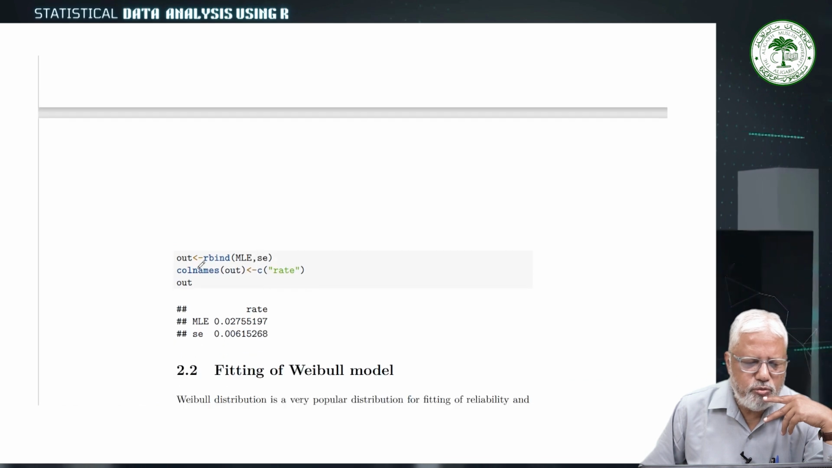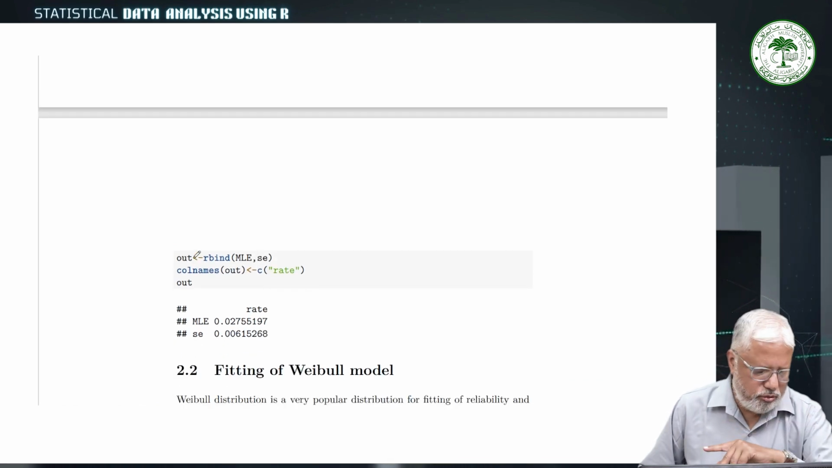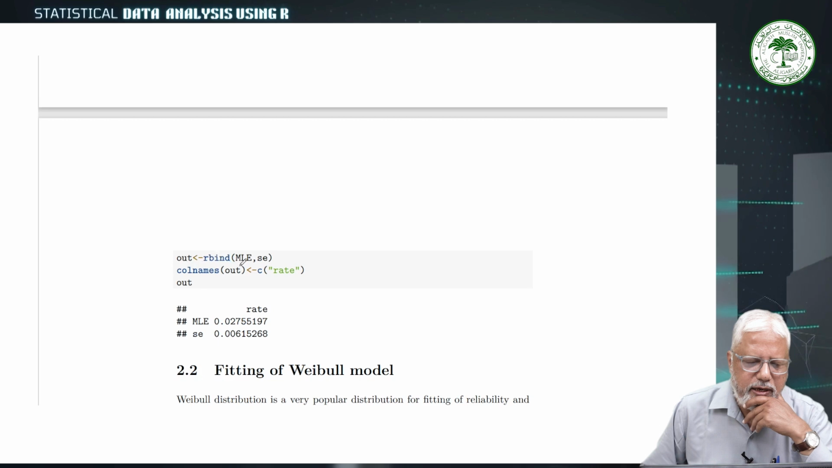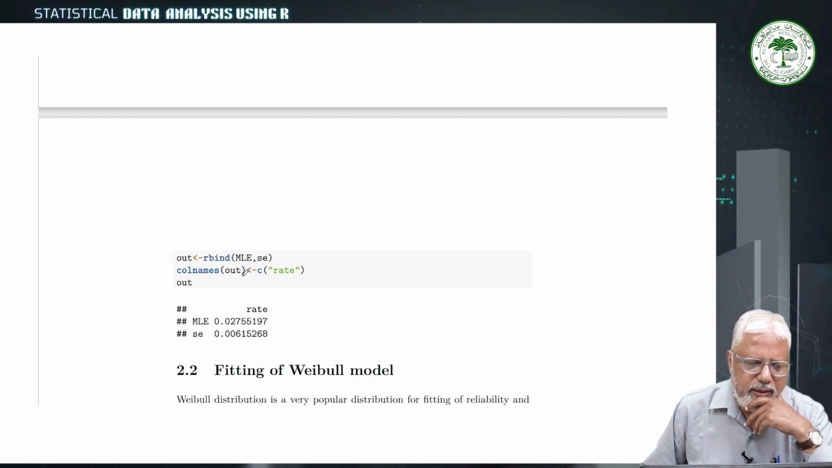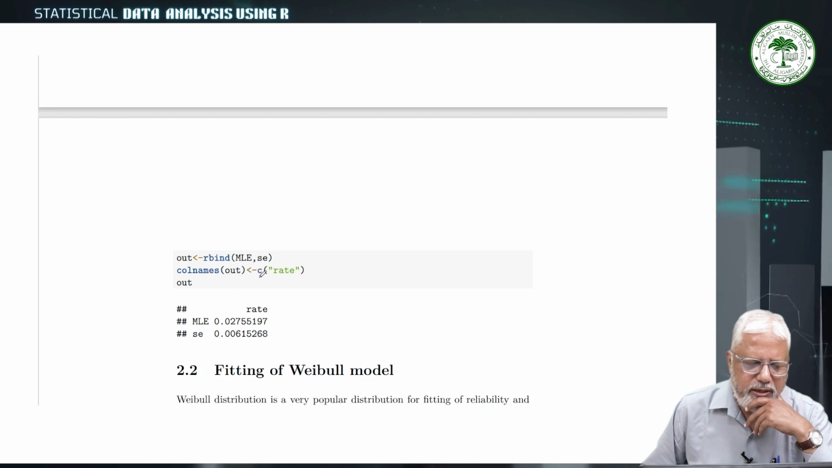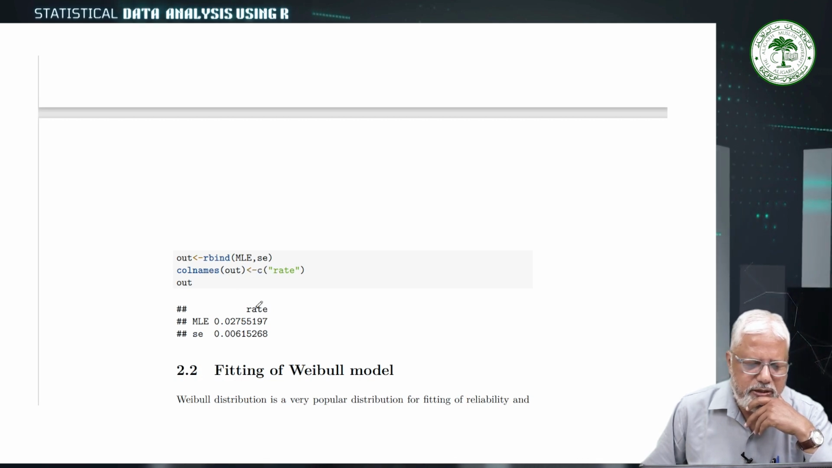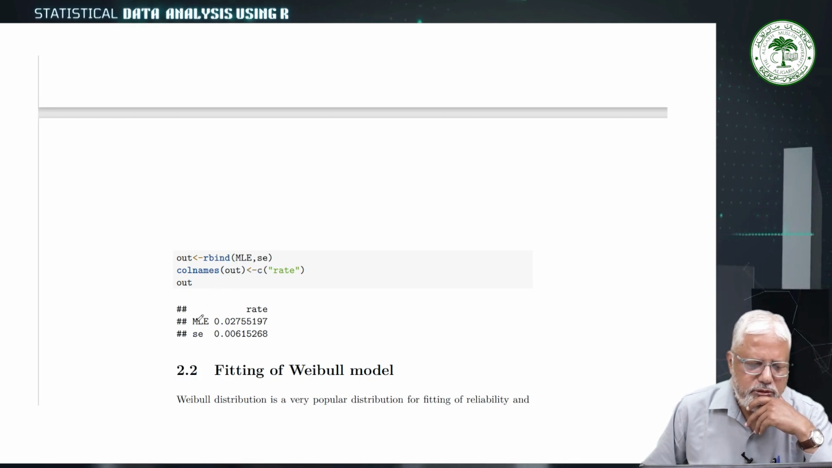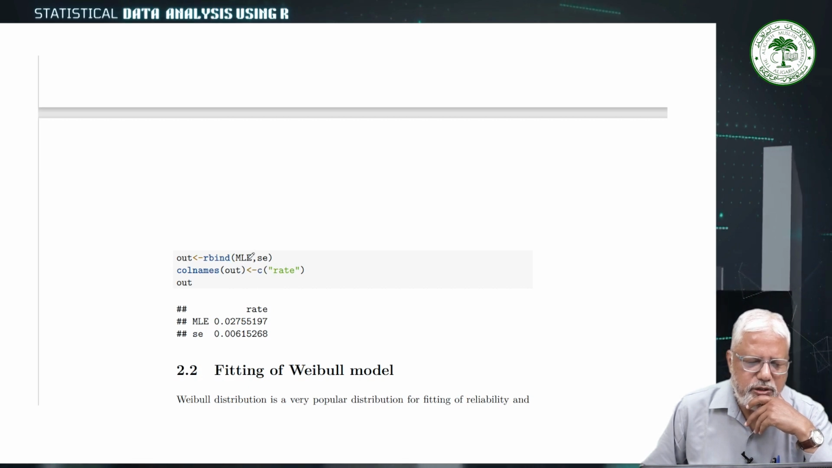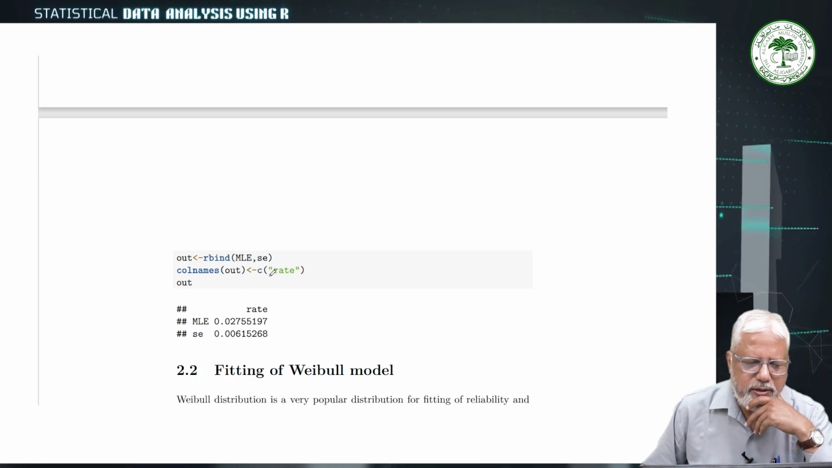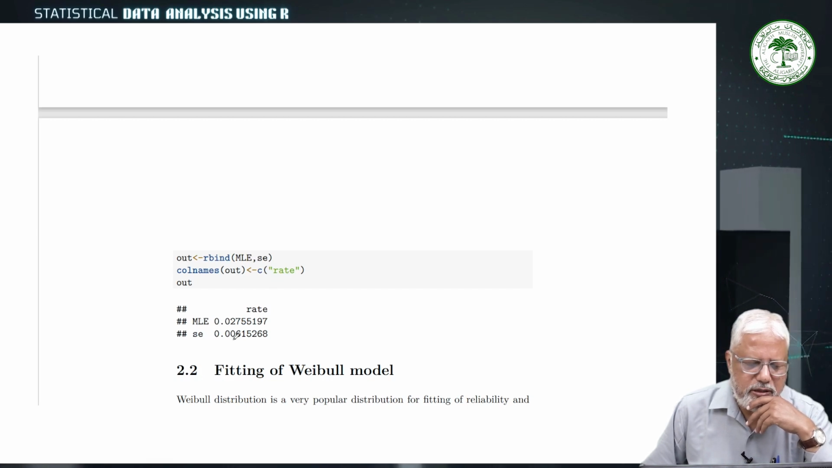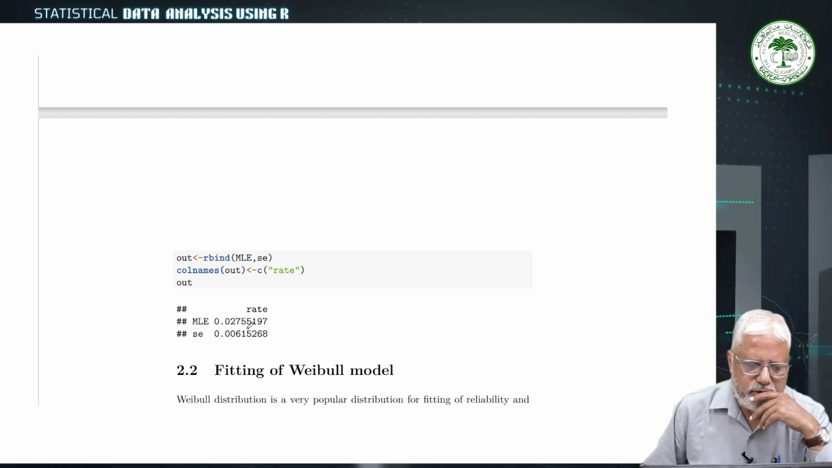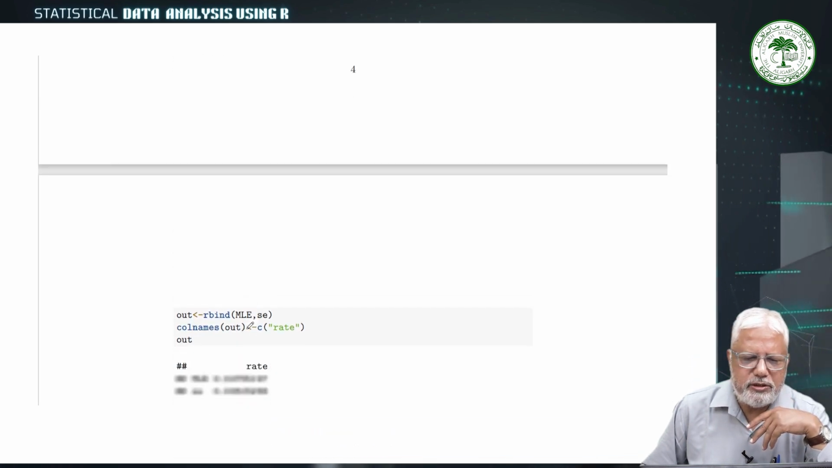Now what we can do, we can use out is equal to rbind, row-wise binding of MLE and SE. Column name is rate, the name of the parameter. So it has row-bound MLE, SE, these are the row names, and then the column name is rate. So this is the MLE estimator, this is the standard error. This way we can get all the results.